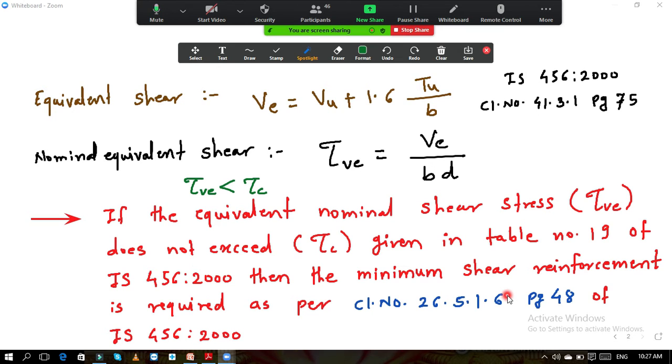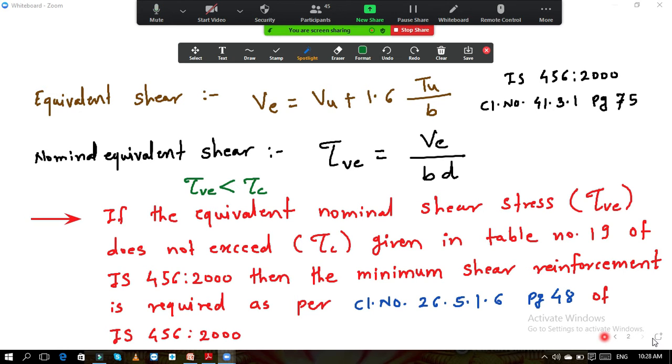Just now I have told you the formula orally, but you understand this. When your nominal shear stress tau v is less than the permissible shear stress, there is no need to design the shear reinforcement in this case. So we should provide the minimum shear reinforcement, and this can be provided using clause 26.5.1.6, page number 48. We will see later in the IS code where the formula is exactly given. This is the first important point. Now if your writing is completed, we will move to the second point.